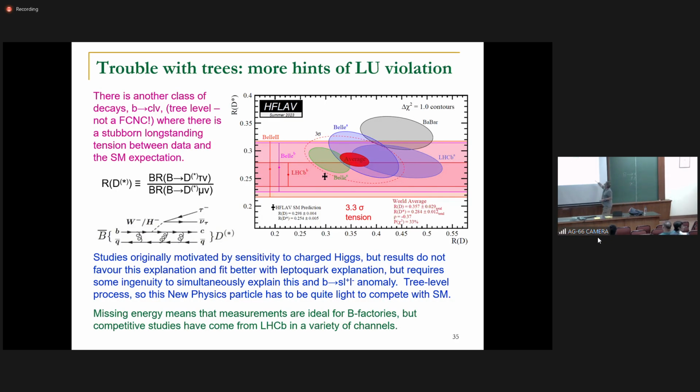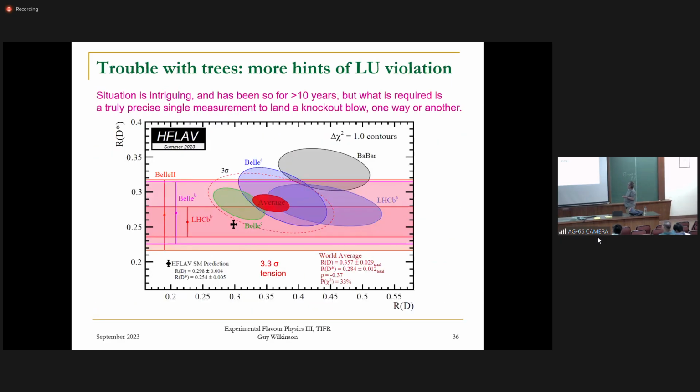This is a tree level process. So if you have new physics happening here, if there's a new physics particle there, that has to be relatively light to compete with the standard model contribution. So if there's any new physics happening here, if there's a new particle involved, that new particle could be within reach of the LHC. So here's the same plot again. My take-home message before concluding is that this situation is intriguing, and it's been so for over 10 years. But I think what we really need here is a truly precise single measurement to land a knockout blow.